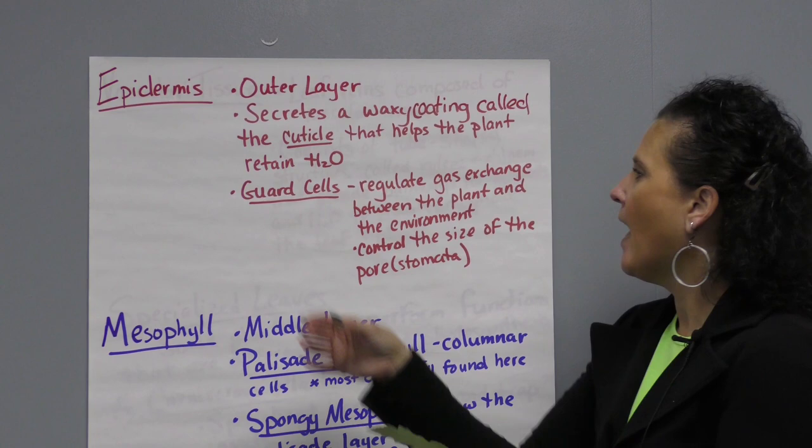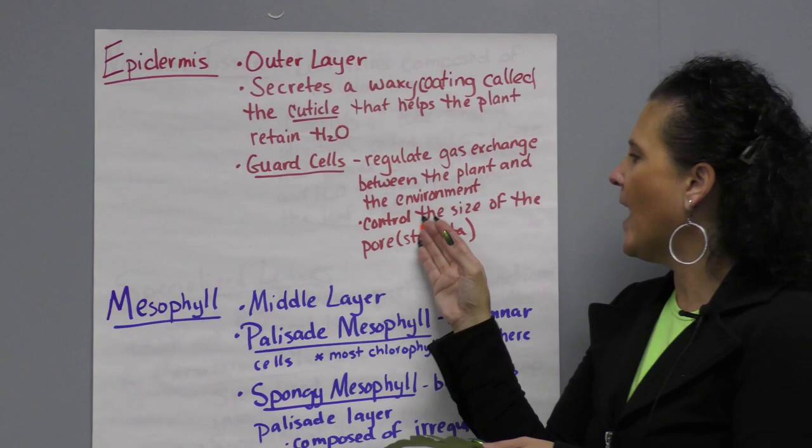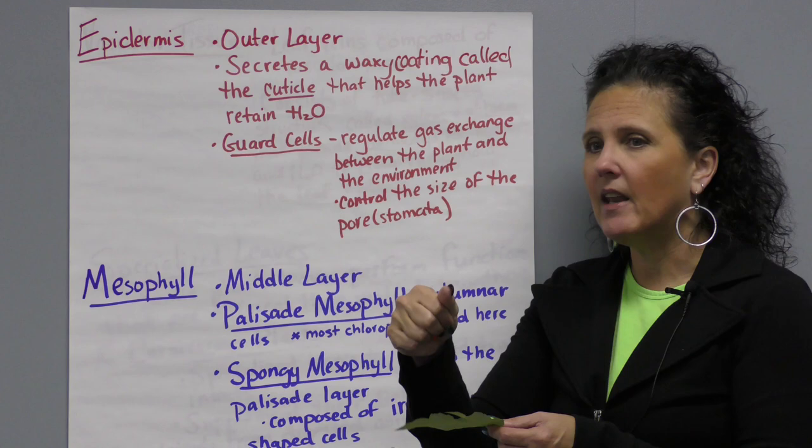And then those guard cells that I told you regulate gas exchange between the plant and the environment, and they control the size of that stoma. So at night, they close here in regular plants, and then in the day, they open up and allow more of that gas exchange to occur.